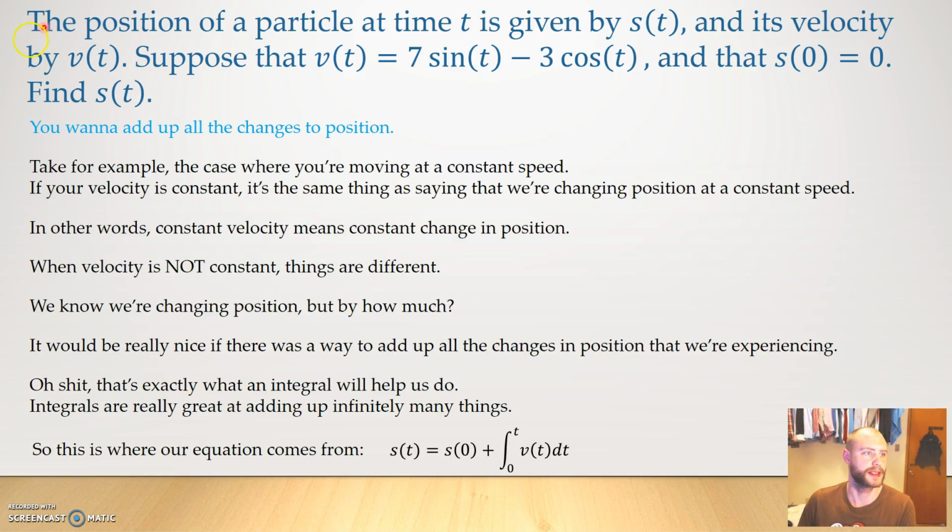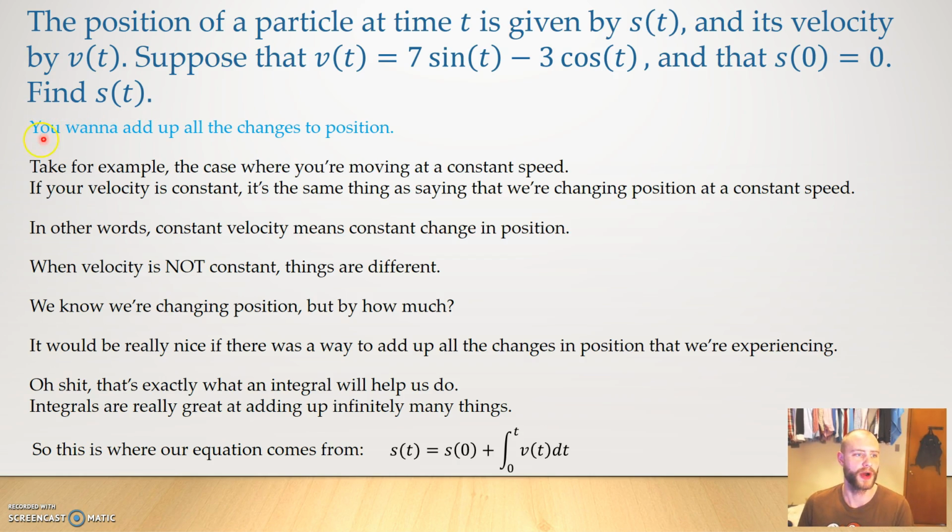Okay, let's get to this problem. The position of a particle at time t is given by s of t, and its velocity by v of t. Suppose that v of t is equal to blah, and that s of 0 is equal to 0. So we have some sort of starting position here. Find a general formula for position so that if we wanted to input some random time t, we would be able to use our formula to find out what our position is at that time t. That's what they're asking us to do here.